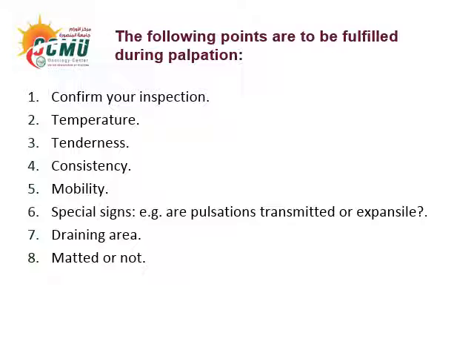Consistency. Hard nodes are found in cancer that induce fibrosis, for example, squamous breast carcinoma, and when previous inflammation has left fibrosis. Firm, rubbery nodes are found in lymphomas and chronic leukemias. Nodes in acute leukemia tend to be softer.